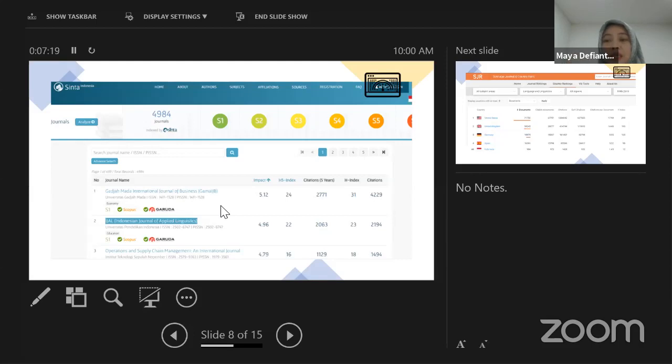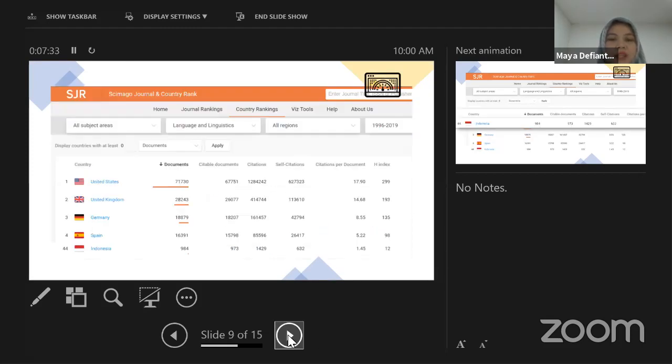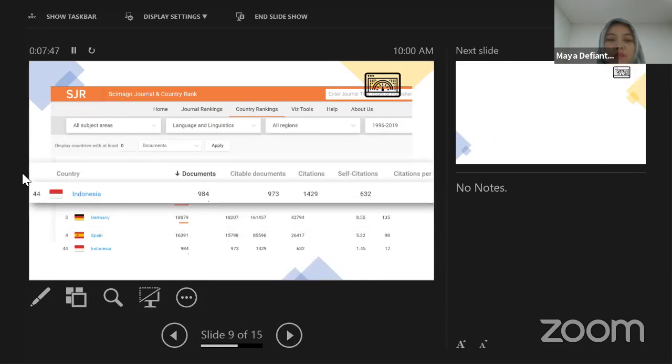So seemingly most academicians in Indonesia also realize the central role of publication. We have become familiar with this. But if we look at SCImago journal rankings, which rank publications by country, Indonesia is actually ranked number 44. This indicates that most academicians in Indonesia still have difficulties or barriers in writing for publication in a reputable journal.